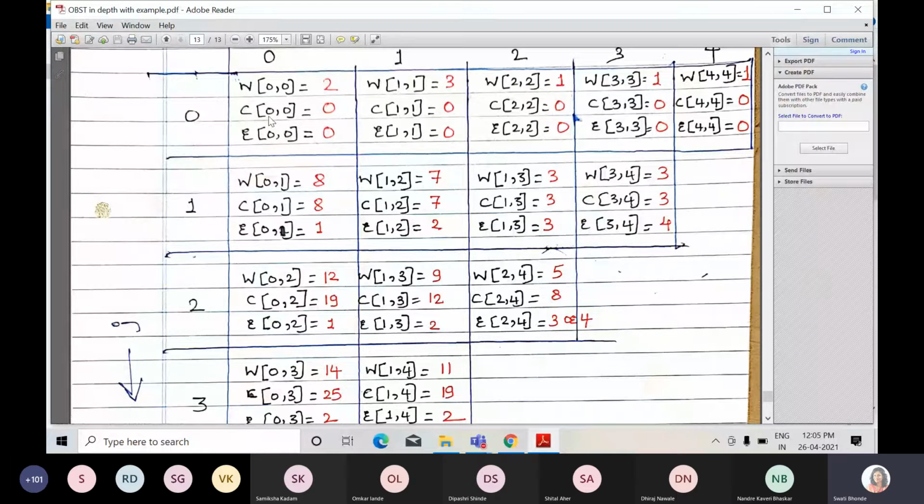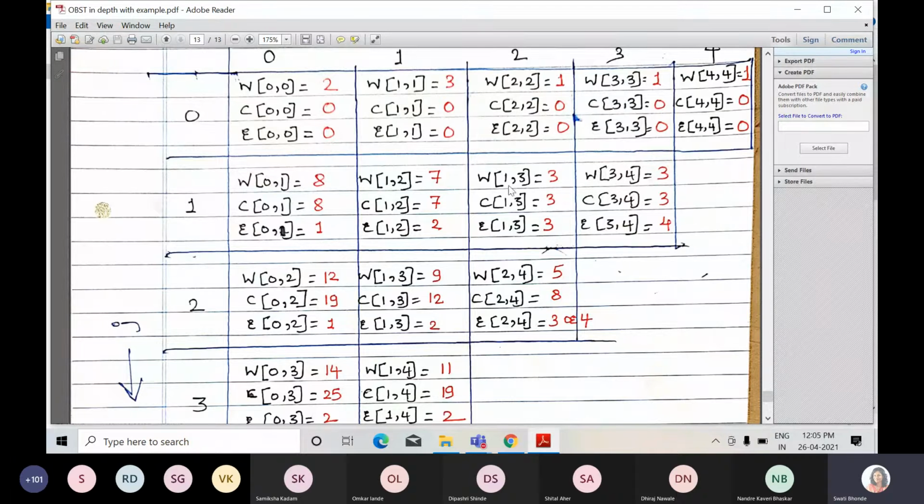Now what is there in row number 1? In row number 1 we have written all the i and j pairs for which the difference is 1. See, 1 minus 0 is 1, 2 minus 1 is 1, 3 minus... sorry, it should be what? Here it is 1 comma 2. Here it should be 2 comma 3. So I have made a mistake here. It should be 2 comma 3. So 3 minus 2 is 1, 4 minus 3 is 1.